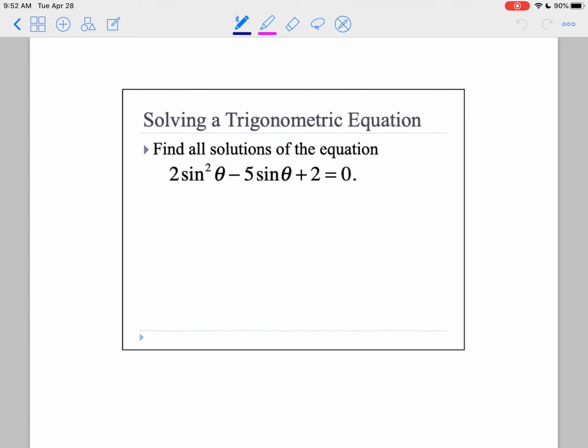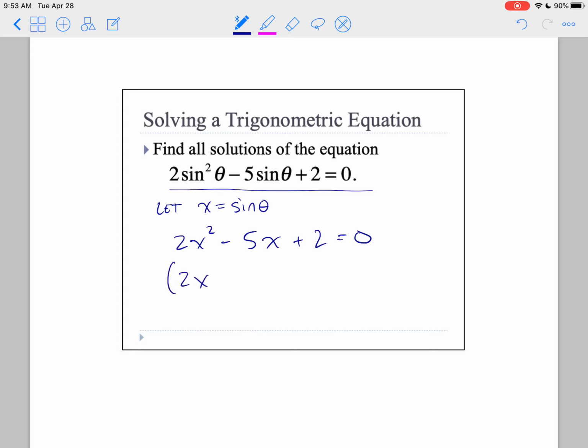All right, so we are looking for all the solutions of this equation. All of them. It doesn't say between 0 and 2 pi. It says find all of them. And I'm also looking at this and saying, hey, if I let x equal sine theta, this is 2x squared minus 5x plus 2 equals 0. This is a quadratic. I can factor this to solve. So that's what I'm going to do first. I'm going to factor this.